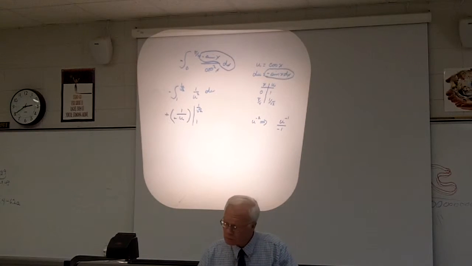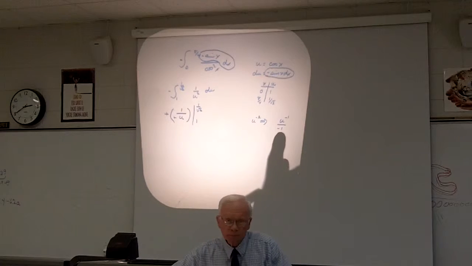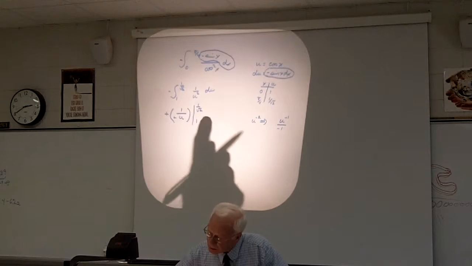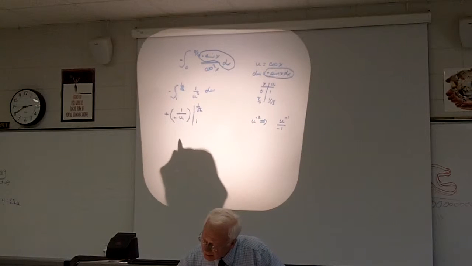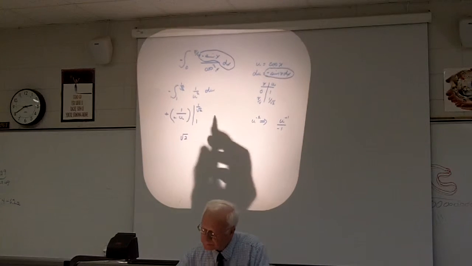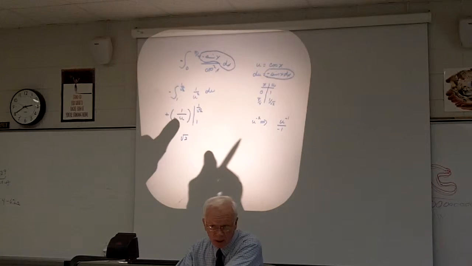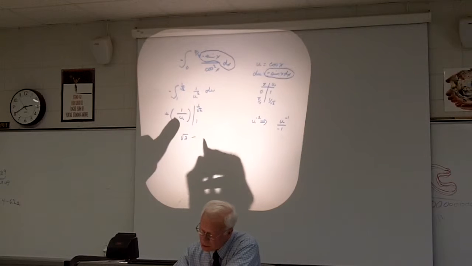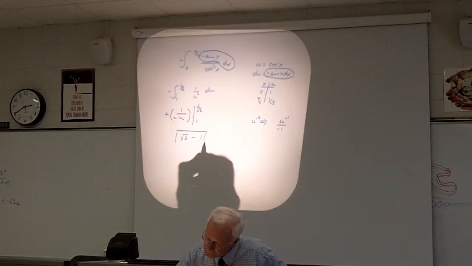Where did the negative come from inside the parentheses? Right here. Good question. Now, put this in, and I get square root of 2, don't I? Put this in here, that's why I did it that way. That's the square root of 2. That's done. And now I have to subtract this one, which is 1, and I'm done.